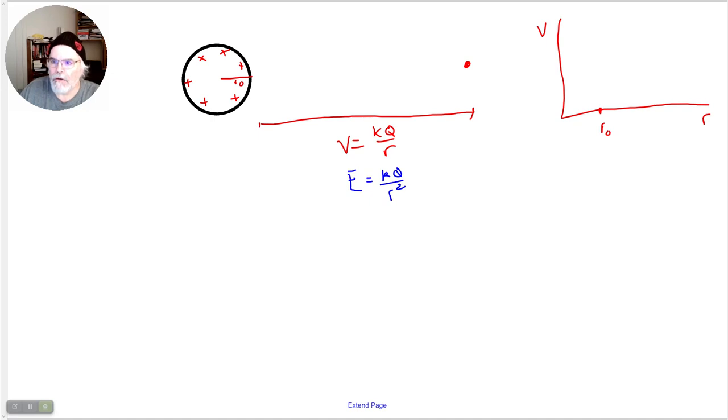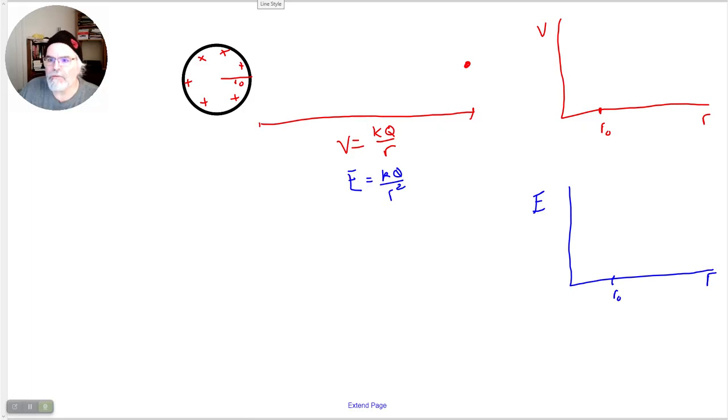And we're going to build a graph of field strength. Okay?